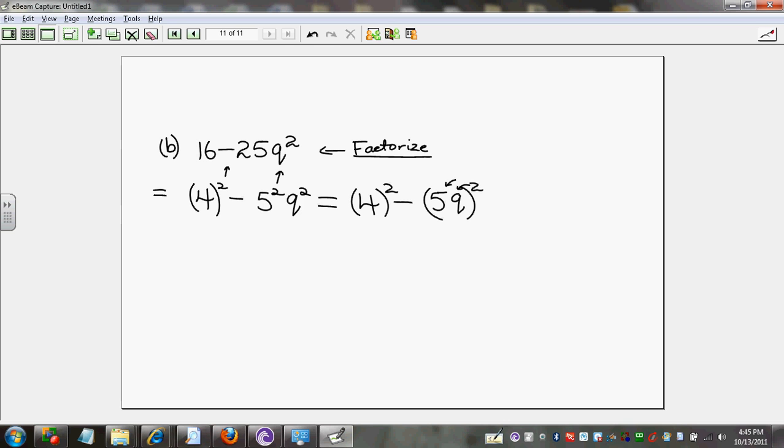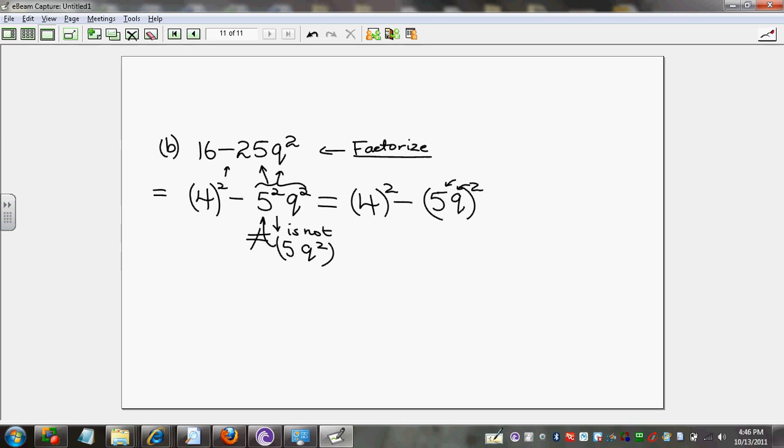So 5 squared q squared is the same thing as 5q all squared. Right? That's important. What you have to remember is that this here is not the same as 5q squared. Some people write this and think that it is equivalent to that. That is not so. They are not equal. So don't make that error. This is the correct expression for the 25q squared.